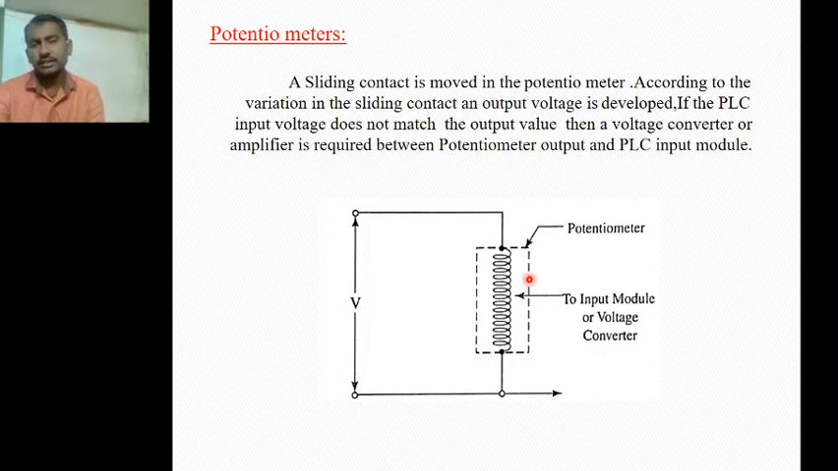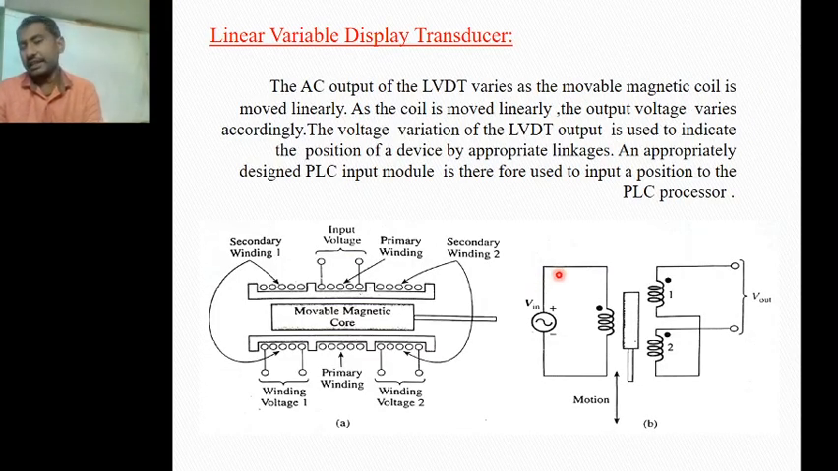And the next one is the LVDT, linear variable differential transformer. In this LVDT, the displacement is converted into an electrical signal.